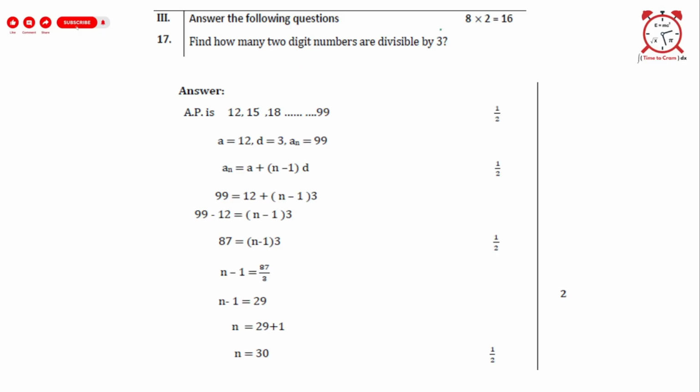Next, question number 3. Answer the following questions. Each question contains 2 marks. Here we have to show very good calculation for the answers.